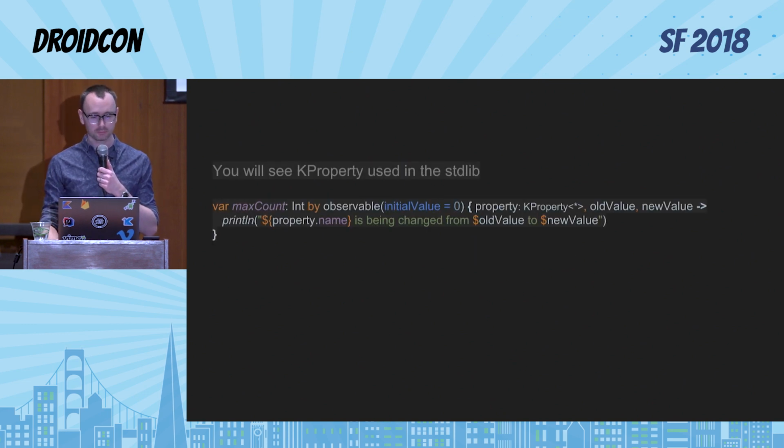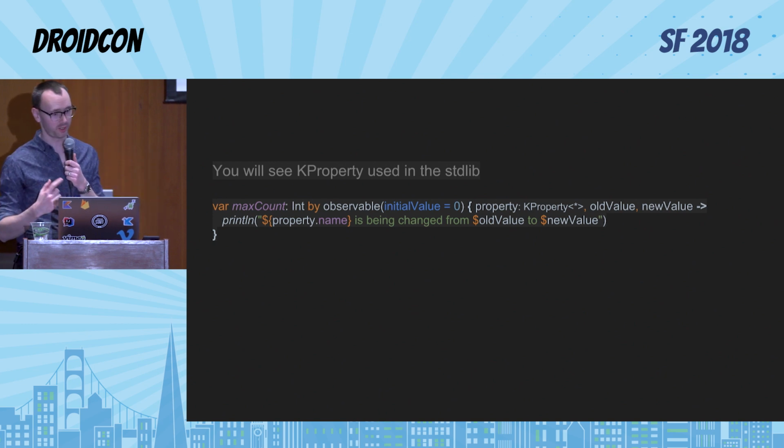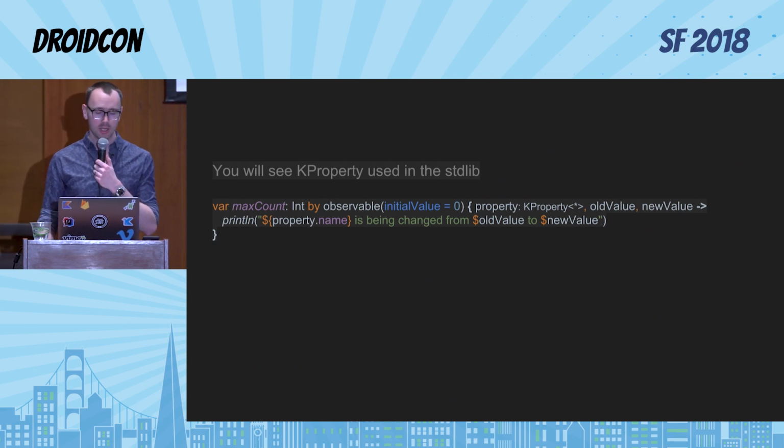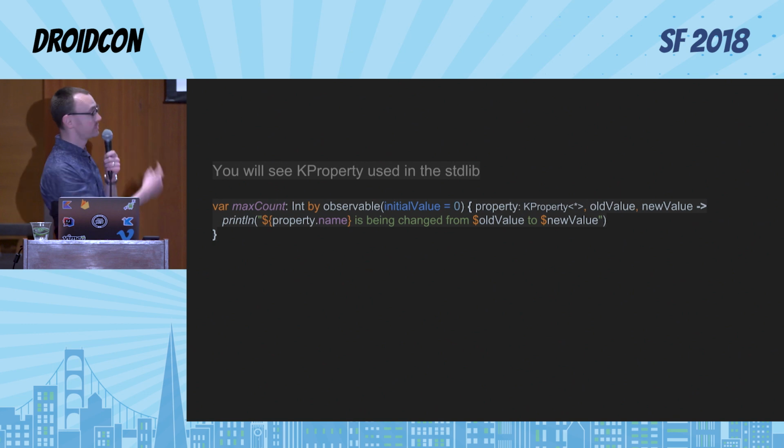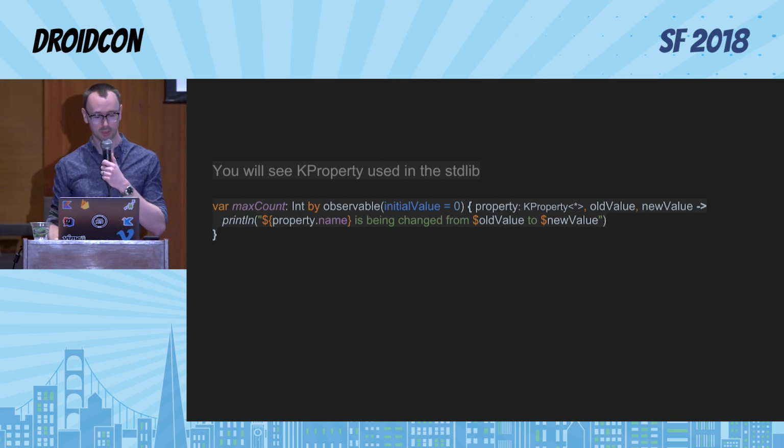You will see some reflection stuff actually in the standard library, though. So winding back to the very start of the talk, the observable delegate, we said the second parameter you pass to it is this lambda. We sort of glossed over the fact that the first thing in that lambda you get is a property, and then the next ones are the old value and the new value. So the property is actually of type KProperty, and that's what let us do things like print the property name within that lambda body.